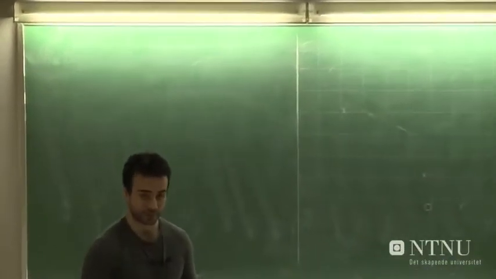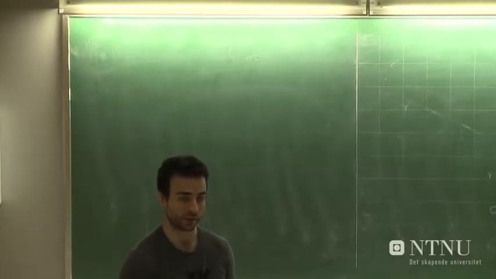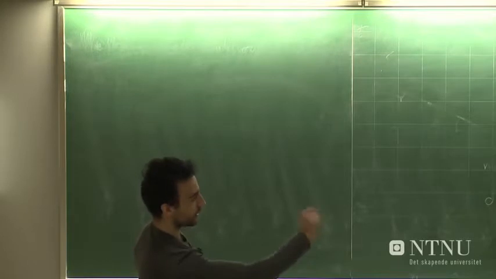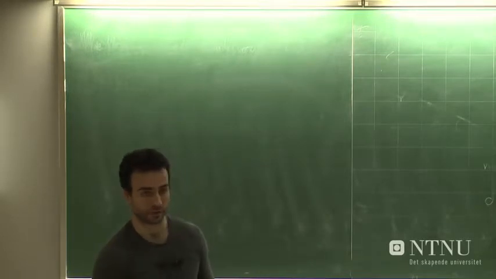Okay, we have three equations and three unknowns. The unknowns are x, theta, and lambda. So we have two equations over there, and in addition, we have the constraint equation.